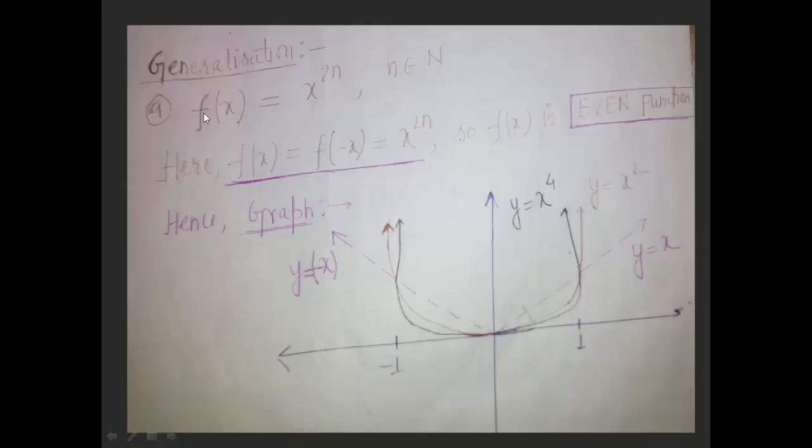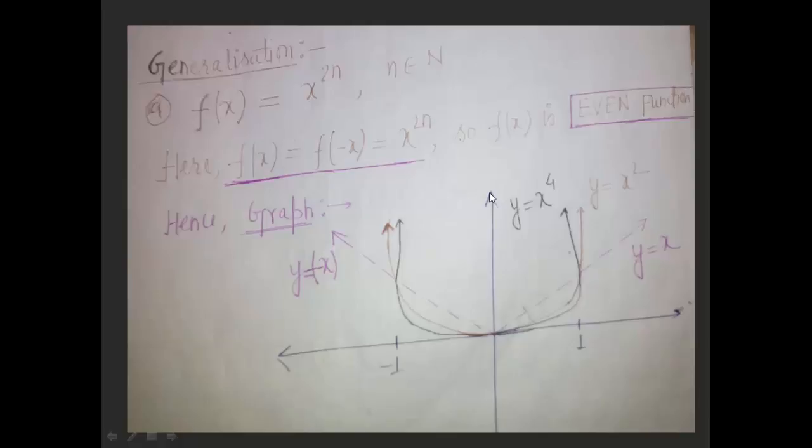So here are some generalizations of the previous examples. f(x) equal to x to the power 2n, where n belongs to the set of natural numbers. So x to the power 2n is an even function. How can you find that? If f(x) equal to f of minus x, then that function is known as an even function. If you take minus x whole to the power 2n, that will yield x to the power 2n. That means f(x) equal to f of minus x. So f(x) is an even function.